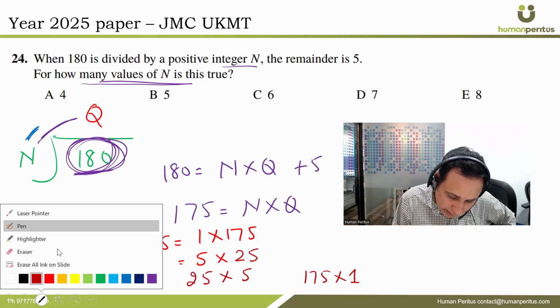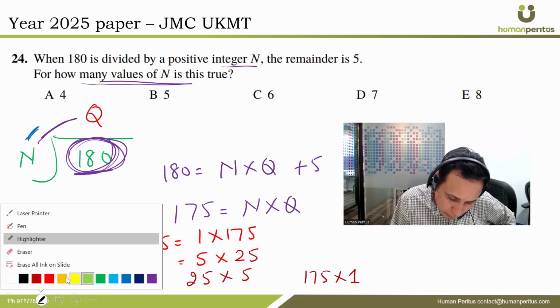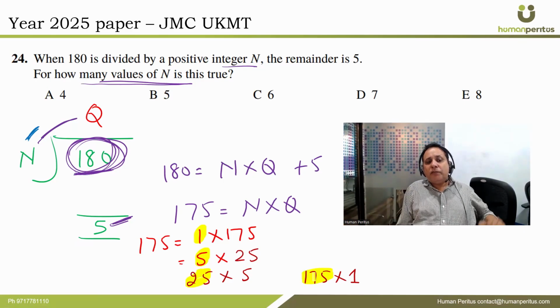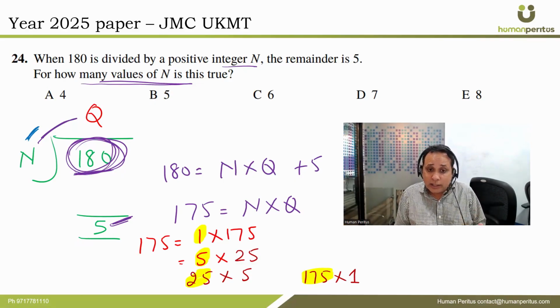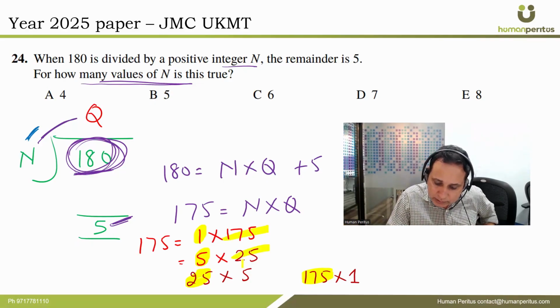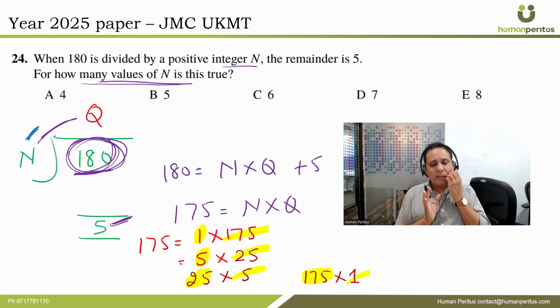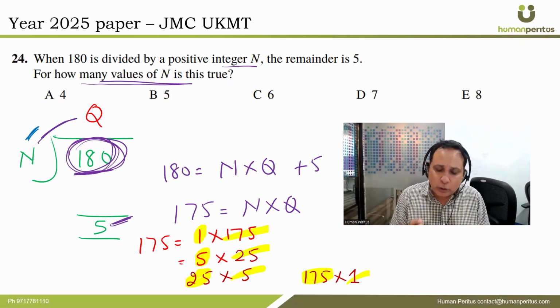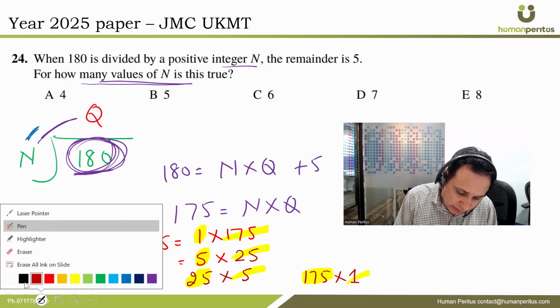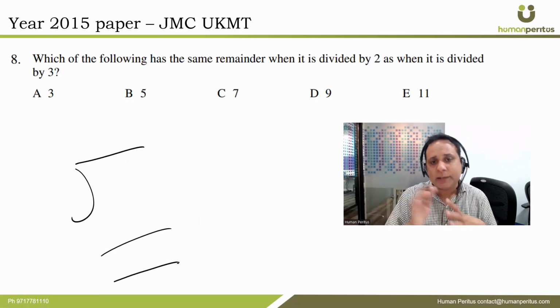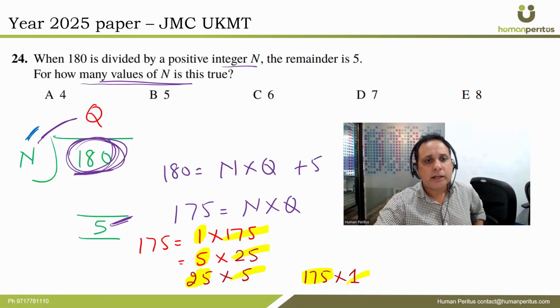So the values of n can be 1, 5, 25, and 175. If somebody is asking what can be the values of q, your quotient, the value of q can be these. So I'm sure you will get a simpler question in the exam. Whenever you think of remainder, try to create this diagram and then see what is happening, and you'll find it easier to do.